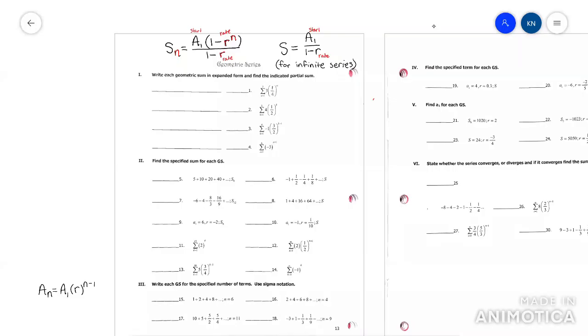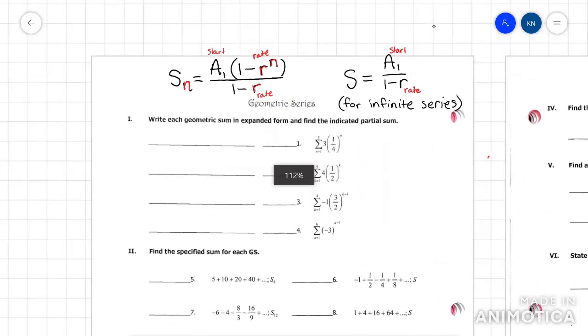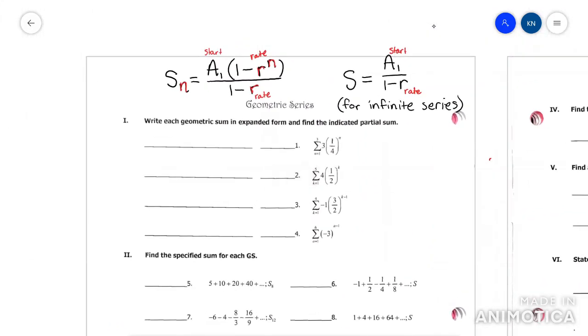All right, this video is going to go over geometric series, so let's go ahead and get started. The first thing I will say is don't forget about this equation down here. That was more for sequences, but we will need it for this section right here. But the main two equations you're going to use are up here at the top. So you have two of them.